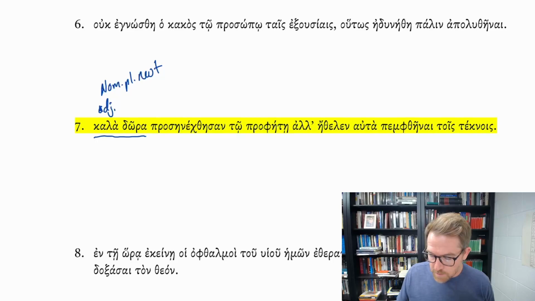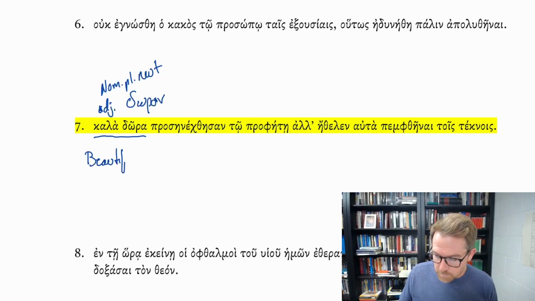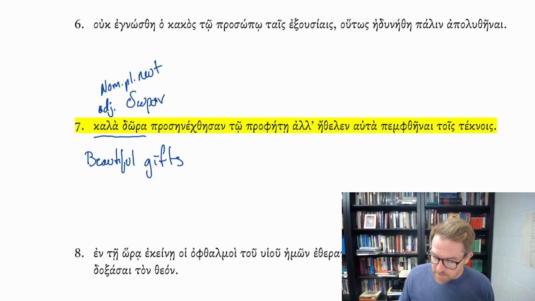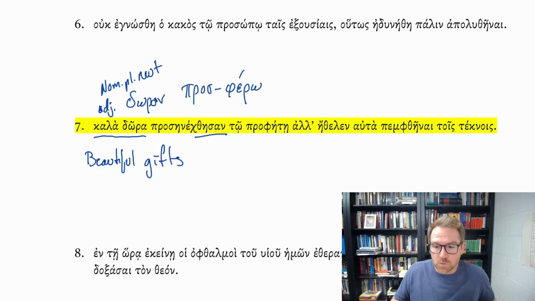Dora from doron, gift. And so beautiful gifts, plural, or good gifts, beautiful gifts, pros enekthesan. So we have this thesan ending, and this is the pros prefix attached actually to the verb pharaoh, to bring towards, to carry, to bring, to offer.